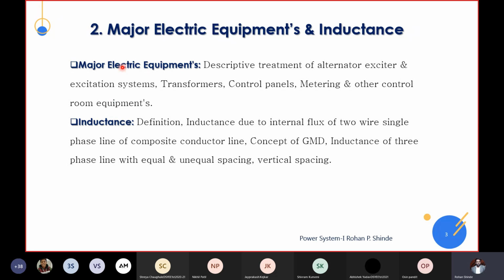We have to see some major electrical equipments. In that, see here, some parts are there, that is descriptive treatment of alternator, exciter and excitation system. That means we have to see the excitation system. We know, or you have already seen, that in every power plant one component is always present. That component is the alternator. After the turbine, the alternator is always present. This alternator has some excitation system, because this alternator requires a prime mover.